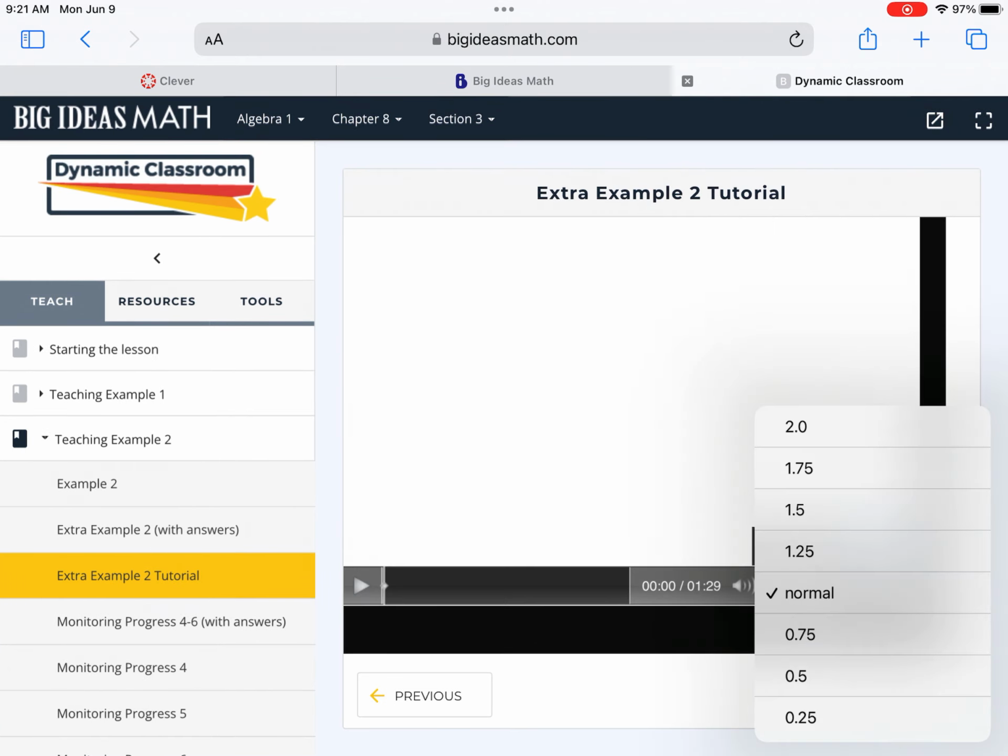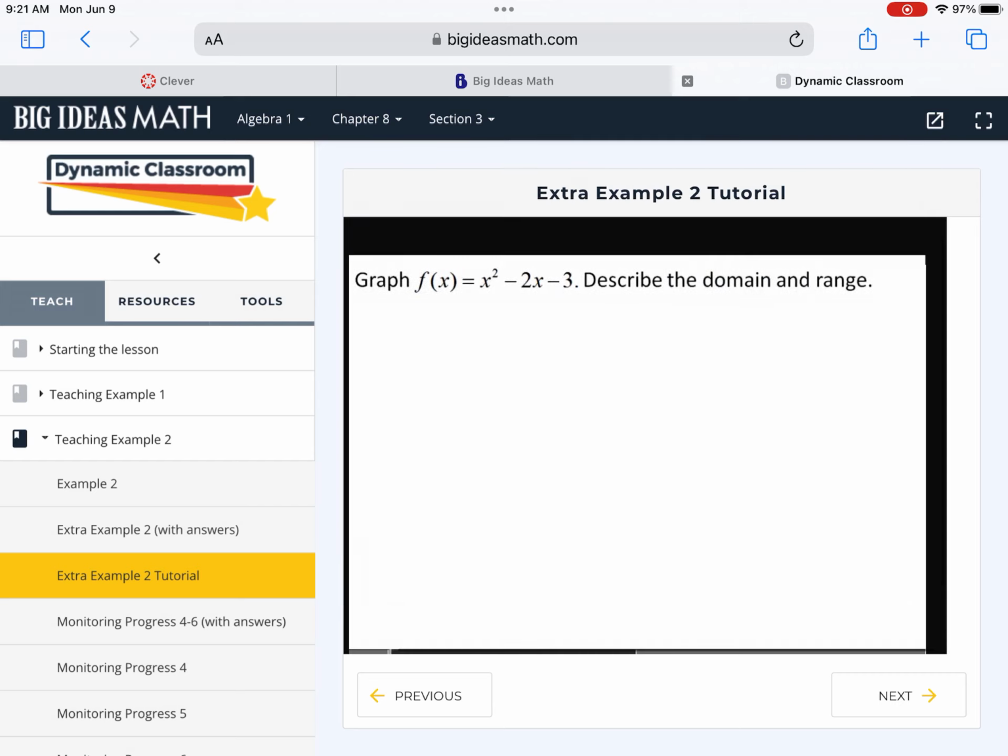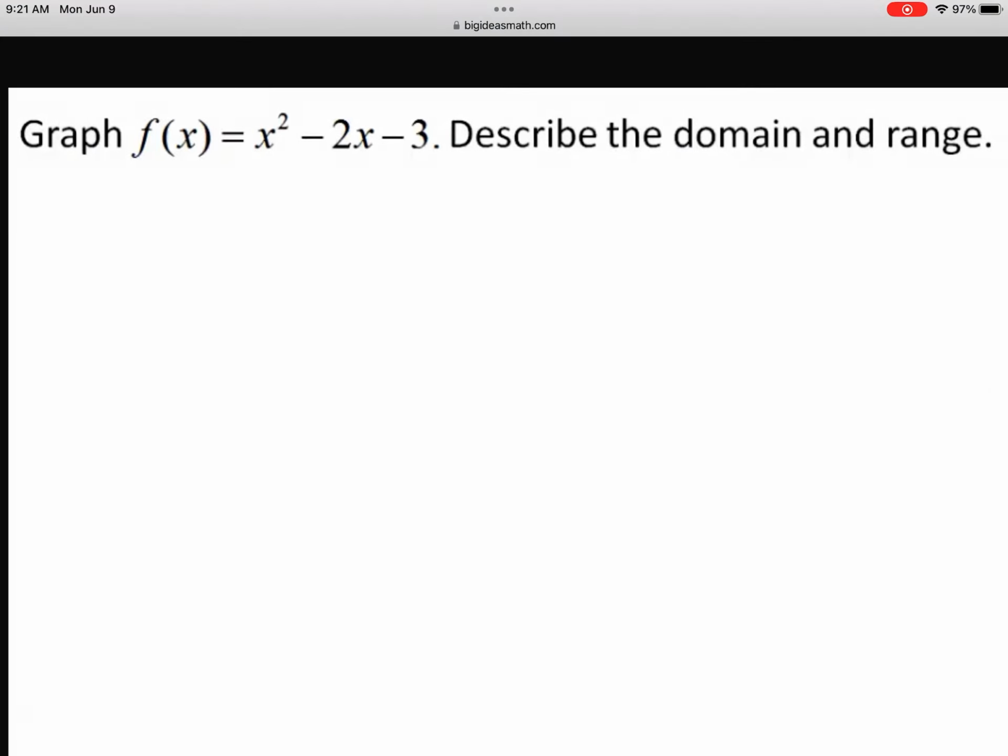Graph f of x equals x squared minus 2x minus 3. Describe the domain and range. Notice that a equals 1, b equals negative 2, and c equals negative 3. Find the axis of symmetry. First write the equation for the axis of symmetry, x equals negative b divided by 2a. Then substitute 1 for a and negative 2 for b to get x equals the negative of negative 2 divided by the quantity 2 times 1, or x equals 1. So the axis of symmetry is x equals 1.